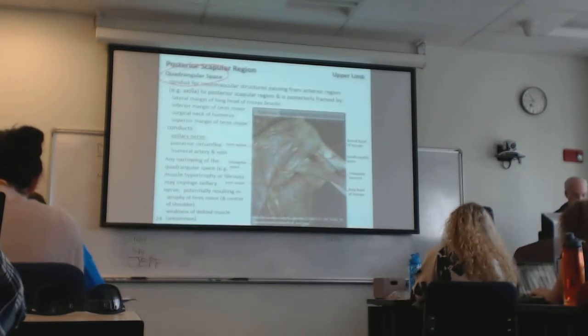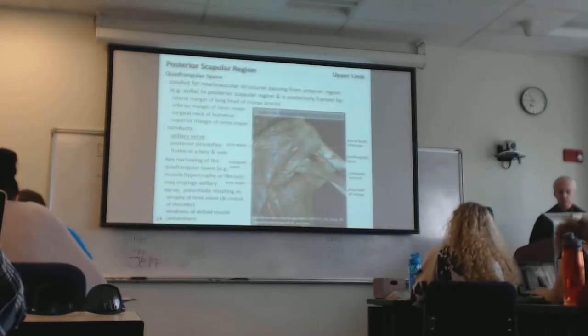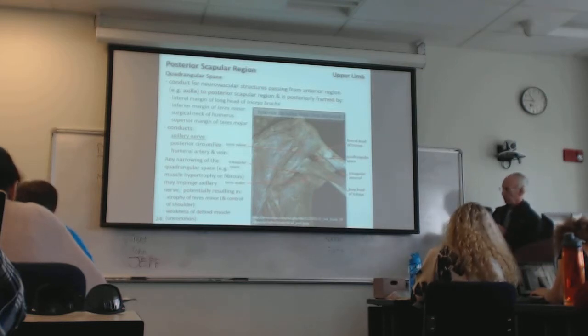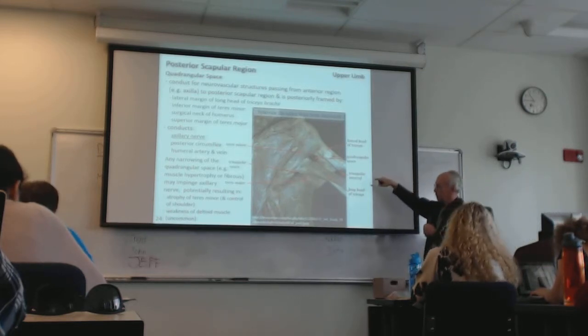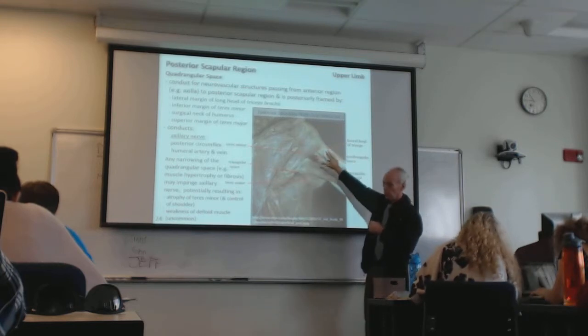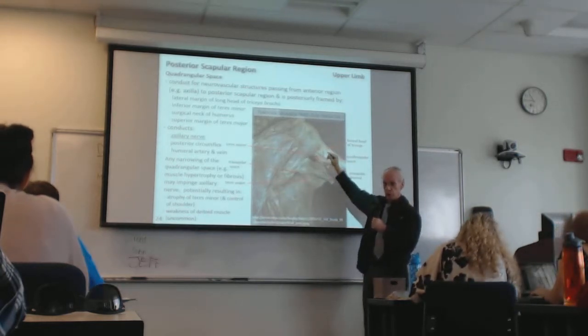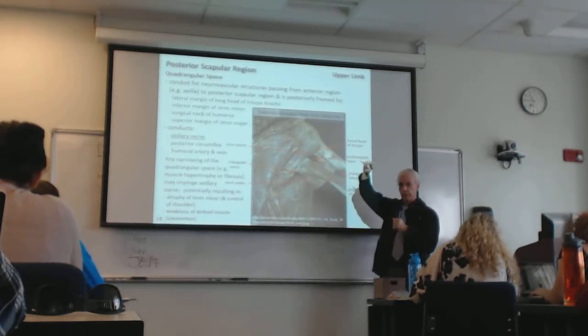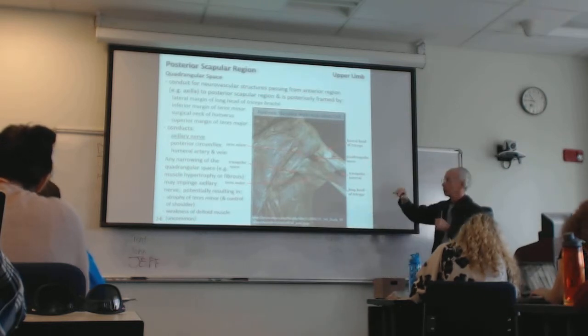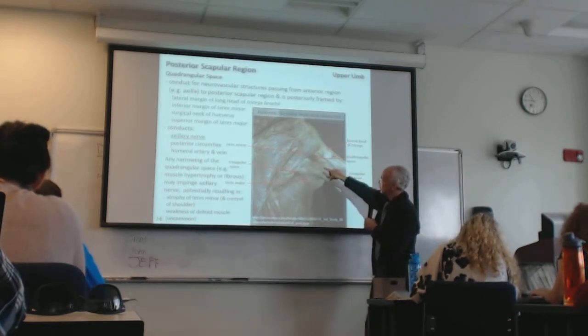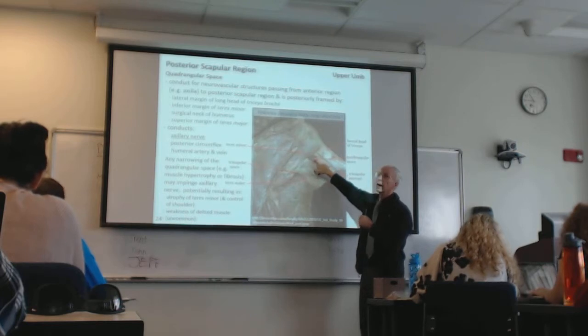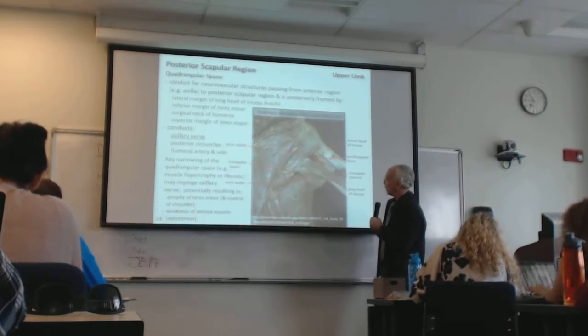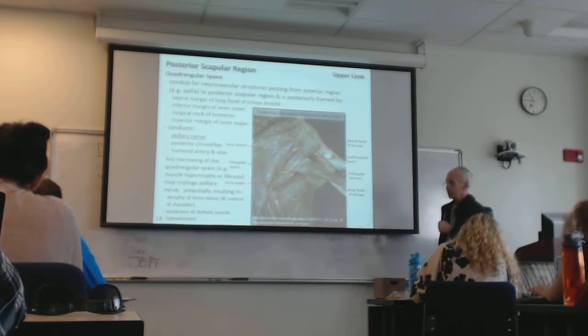But here we go, and be sure you understand that I'm not concerned too much about your ability to tell me the margins of these spaces. I'm more concerned that you know where they are, their relationship to each other. There are going to be 3 of these: a quadrangular space, a triangular space, and a triangular interval. Know the relationship, and then most importantly, know the structures that pass through them, and why that would be important if there were any damage or trauma to these regions.